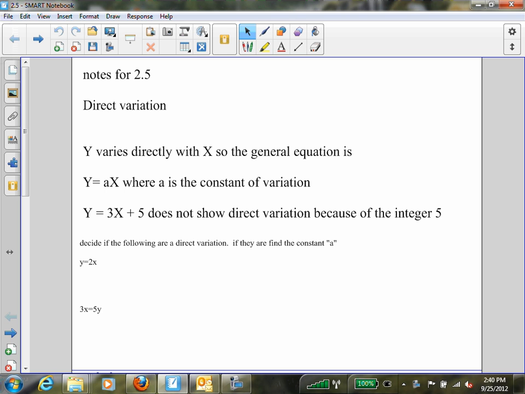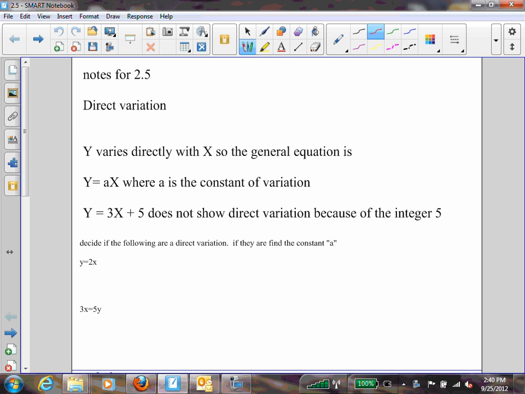PSAT, it's on direct variation. Okay. So, direct variation looks like a linear expression. It just doesn't have a y-intercept. All right, so it's going to be in the form of y equals ax, where a is the constant. It's the slope. You want to think about it as a slope. So it's the type of a linear equation. It just has no y-intercept. So this is an example of something that's not a direct variation because of the plus 5.